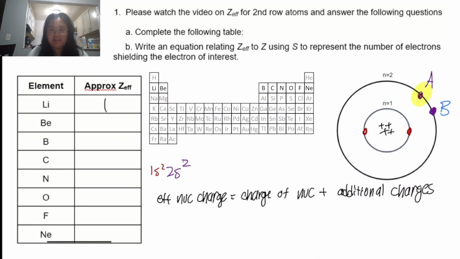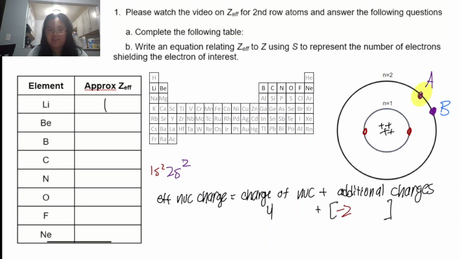Once again, the charge of the nucleus is just the number of protons, so it's +4. And now we have to deal with our additional charges. According to Gauss's law, the 2 electrons in the first shell can just be added to the nucleus because they're closer than the external charge. So we're adding a -2 charge there.